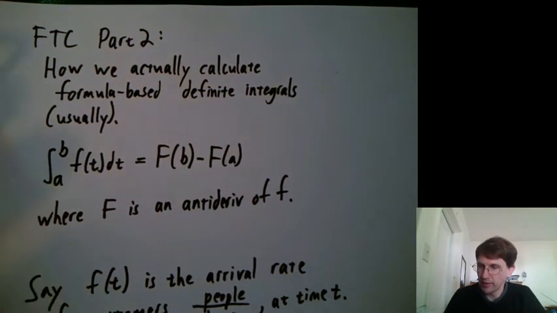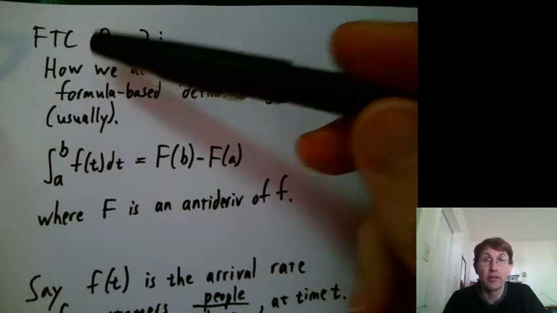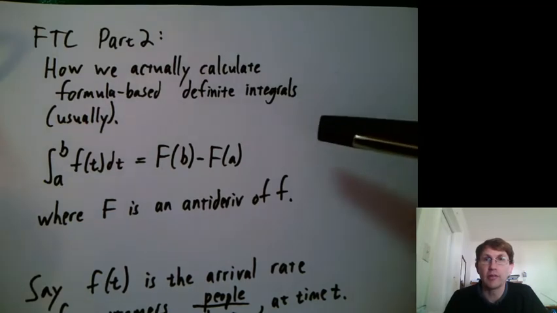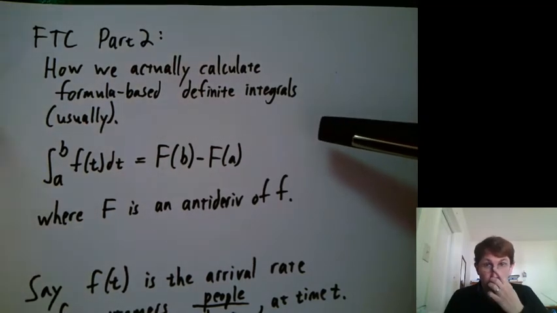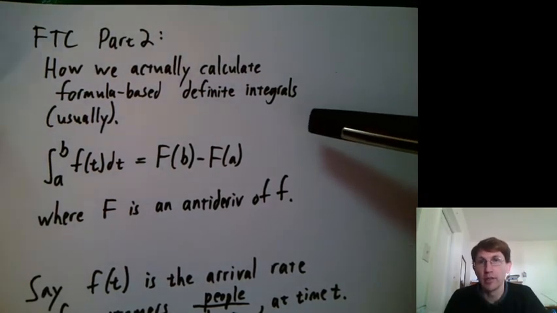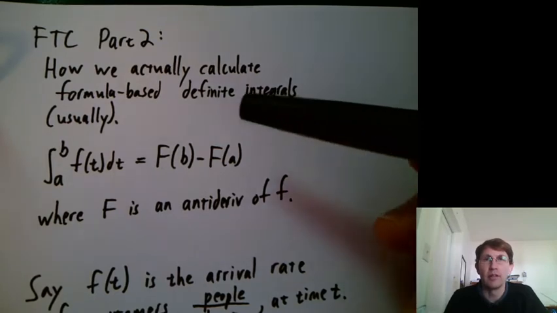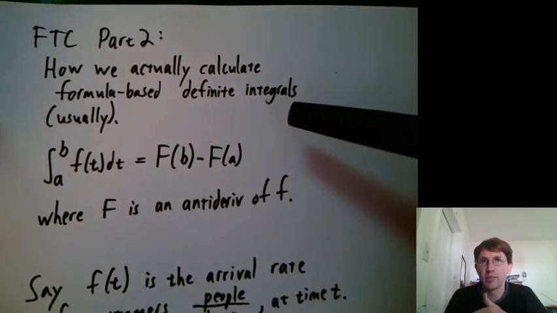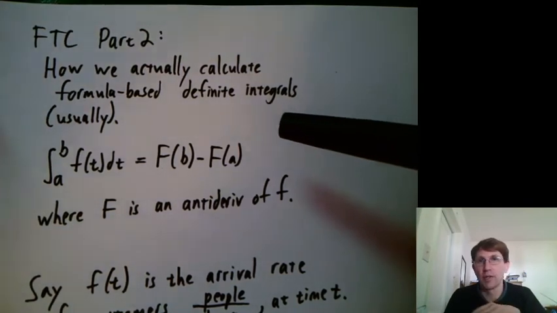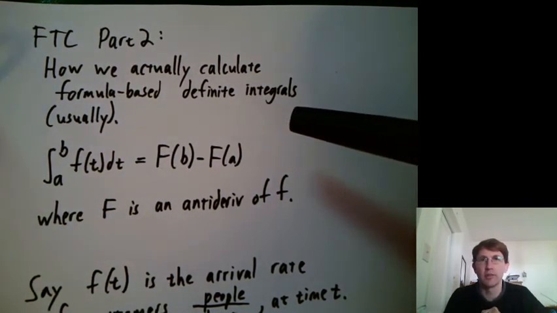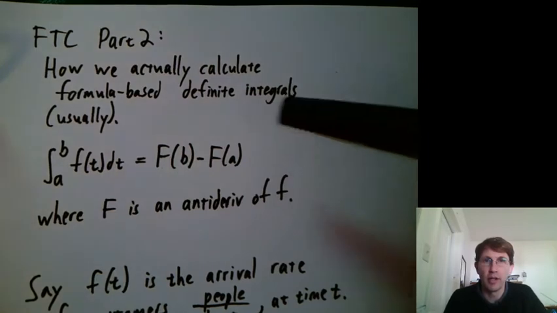Now let's talk about the second part of the fundamental theorem of calculus, which is how we actually end up calculating any formula-based definite integrals, usually. If we have definite integrals from data, we tend to use methods more from chapter 5.5, but if it's formula-based, like sines and cosines and square roots and stuff, this is what we're going to be doing.